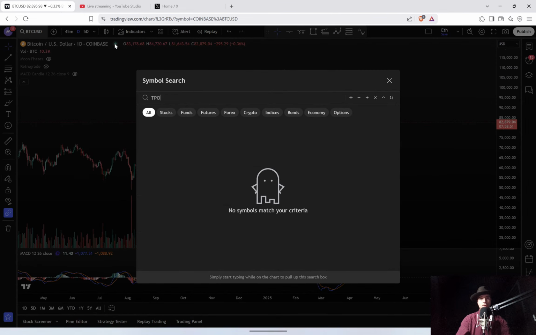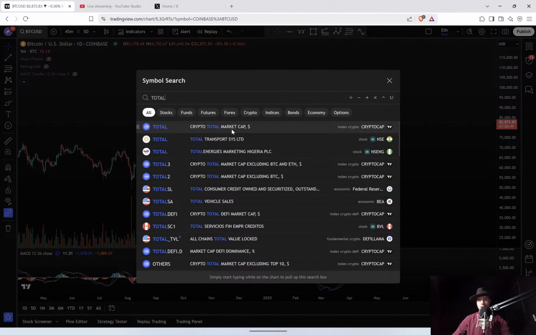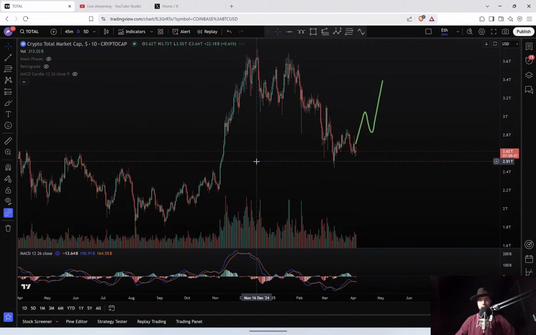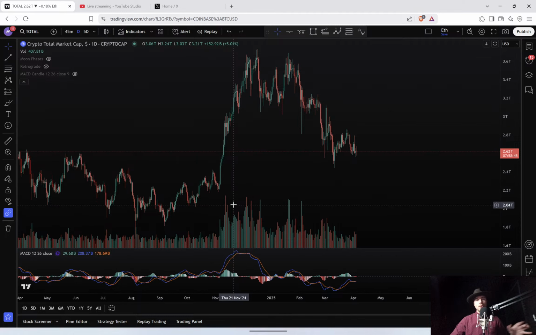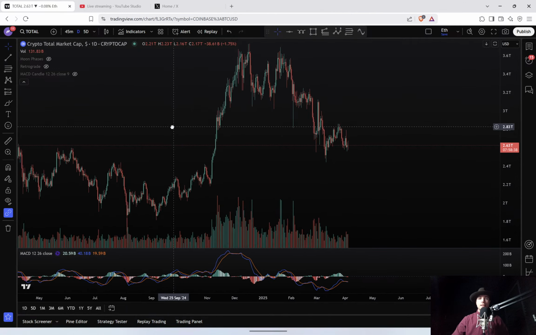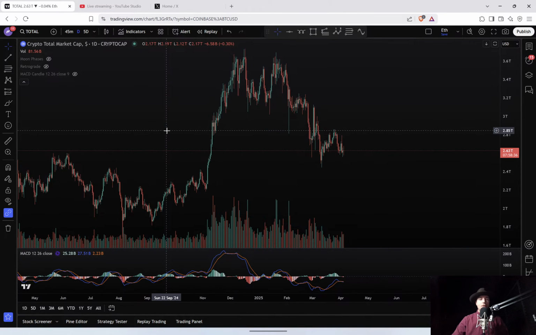Let's start with the total crypto market cap first and foremost. So for you guys that don't know, this is all the different cryptocurrencies combined into one chart. This is really valuable when you're doing analysis, because if you're looking at the total crypto market cap, you're going to get a pretty good idea of what's going to happen for the rest of the markets.